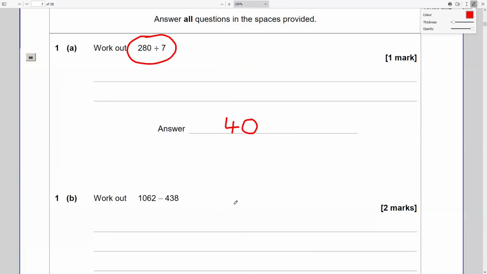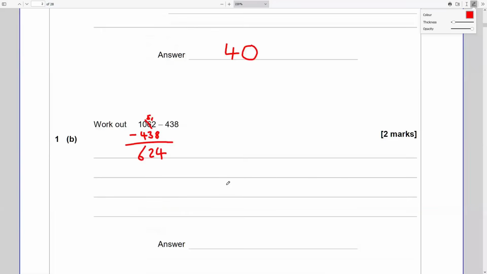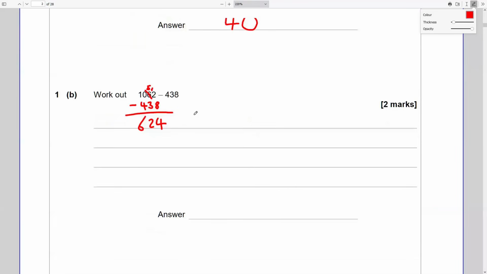1062 minus 438, so I can put the minus 438 just under there. And do our takeaway. 8 from 2 won't go, cross off the 6, make it a 5, put a 1 next to the 2. 8 from 12 is 4. 3 from 5 is 2. 4 from 10 is 6. So our answer is 624. So that's the working out they wanted.